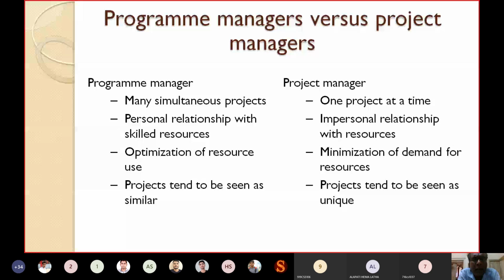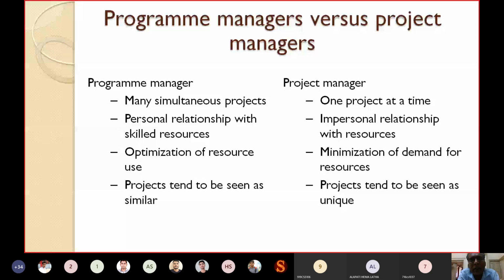The program manager normally deals with many simultaneous projects, but the project manager, as I have already told you, at a particular point of time deals with only one project. So the project manager deals with one project at a time, whereas the program manager deals with many simultaneous projects, of course similar types of projects. The project manager normally has an impersonal relationship with resources, but the program manager has a personal relationship with the skilled resources.